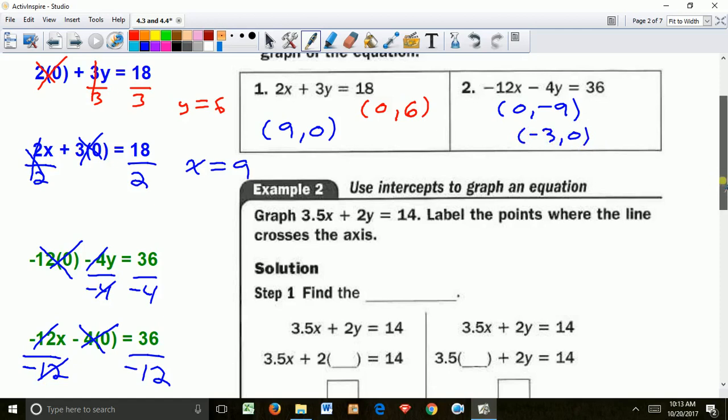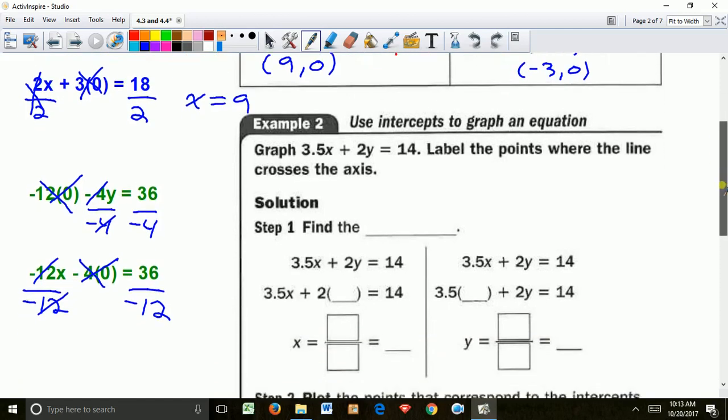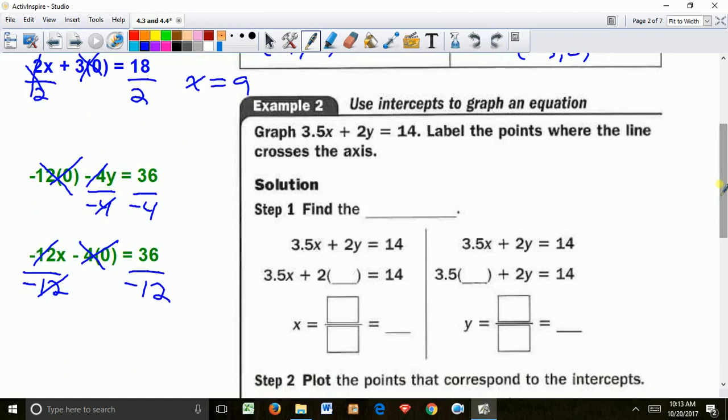Moving on to example 2, you can use intercepts to graph an equation. Here you've got 3.5x plus 2y is equal to 14. Here they want you to label the points where the line crosses the axis. So step number 1, find the intercepts. By setting y equal to 0 and solving for x, we are solving for the x-intercept. To get x by itself, divide both sides by 3.5. So the value of x is 14 divided by 3.5. Simplifying that, you do get 4. So the x-intercept is (4, 0).